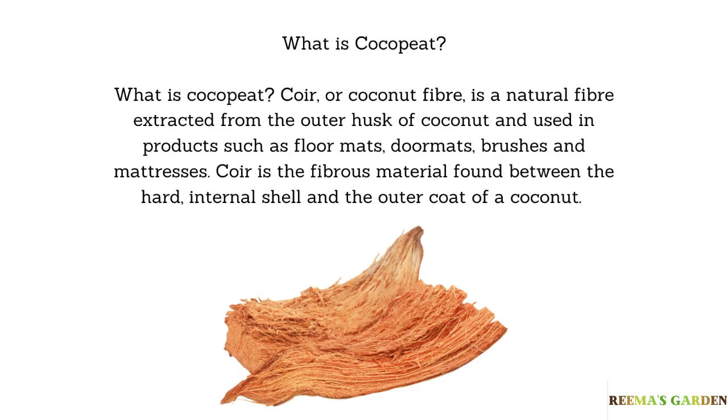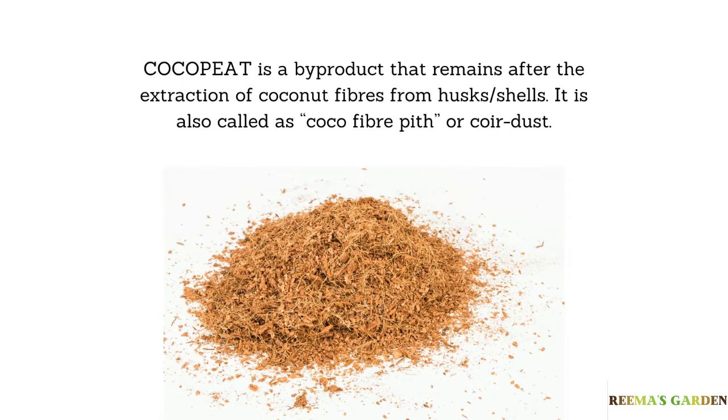Let's look into it. Coir or coconut fiber is a natural fiber extracted from the outer husk of coconut and is used in products such as floor mats, door mats, brushes, mattresses, etc. The coir is the fibrous material found between the hard internal shell and the outer coat of the coconut. Now, coco peat is a byproduct that remains after the extraction of coconut fibers from the shells. It is also called coco fiber pith or coir dust.